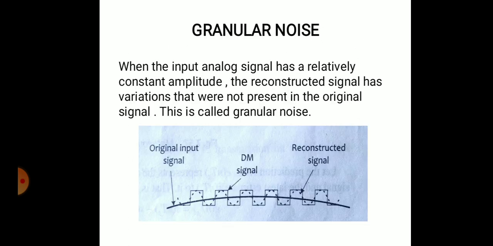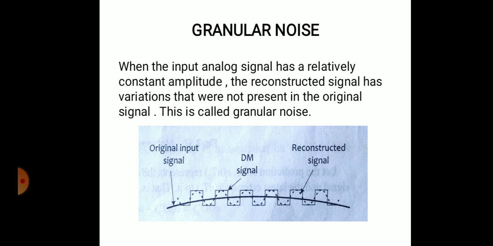Now, granular noise. What is granular noise? Basically, when the input analog signal has a relatively constant amplitude, the reconstructed signal has variations that were not present in the original signal. This is called granular noise.